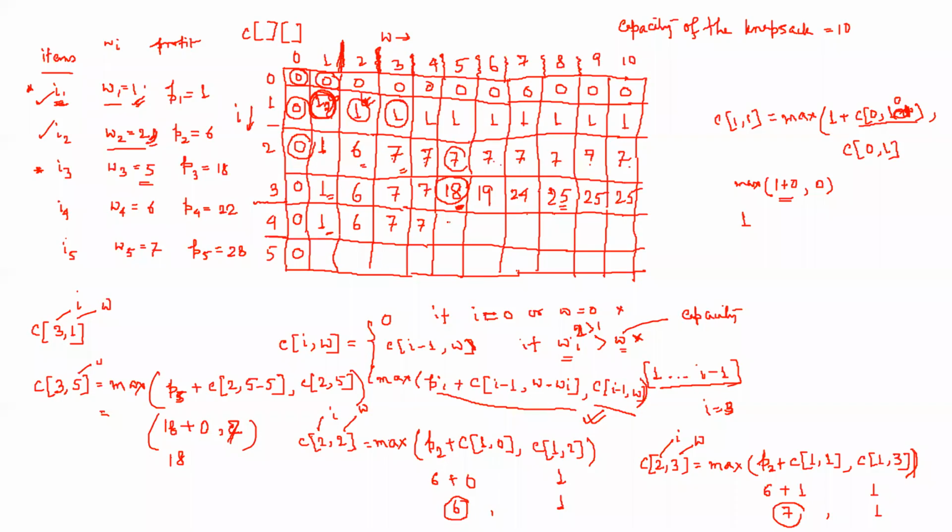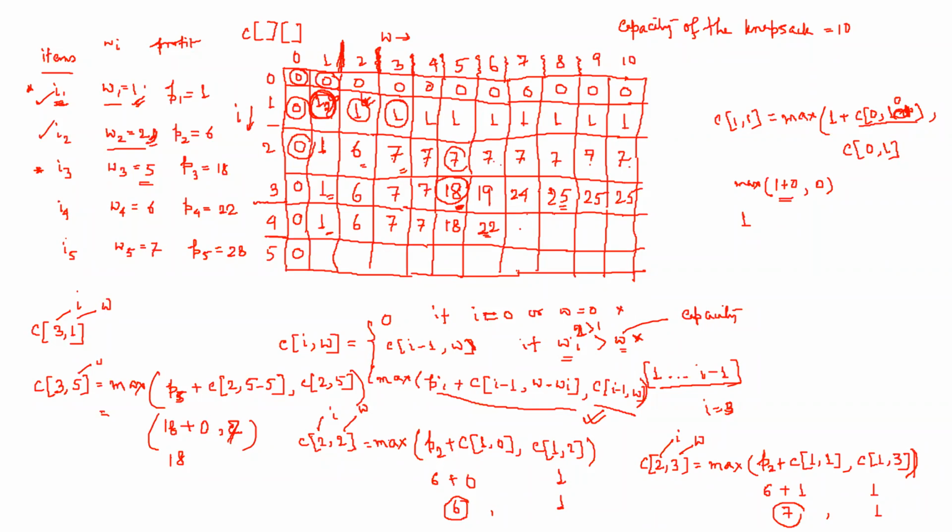Now if the capacity of the knapsack is 5, which item should I choose? Then the value of this cell will be 18. I can choose only item 3. If the capacity of the knapsack is 6, how do you get the maximum profit? If I choose item 4, the maximum profit is 22.